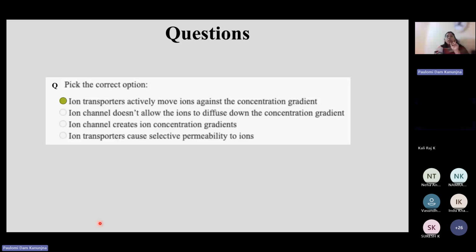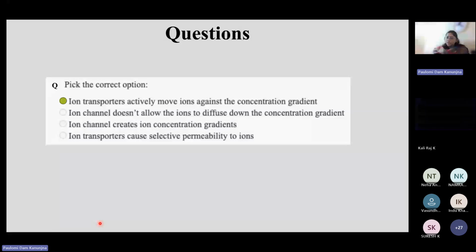Ion channel creates ion concentration? No. The ion concentration gradient is because of the ion concentration on both sides, right? Ion channel dissipates this because it allows the movement of ions. This is the distinction. And ion transporters cause selective permeability to ions? That's not correct. It's the ion channels. Transporters are the proteins that basically carry the molecules. The channels are what make the selective permeability.